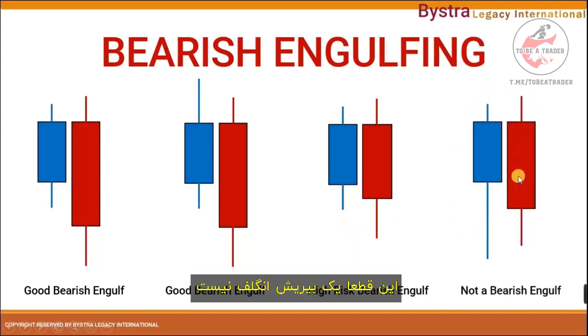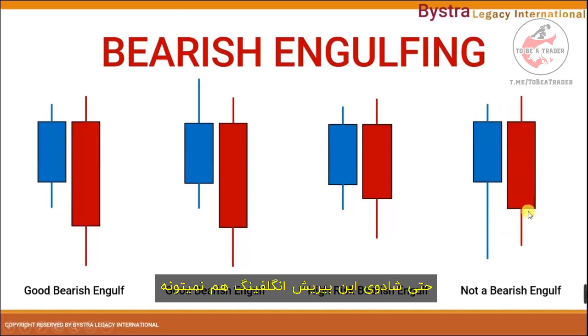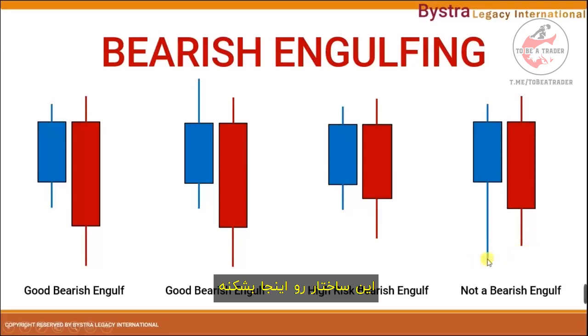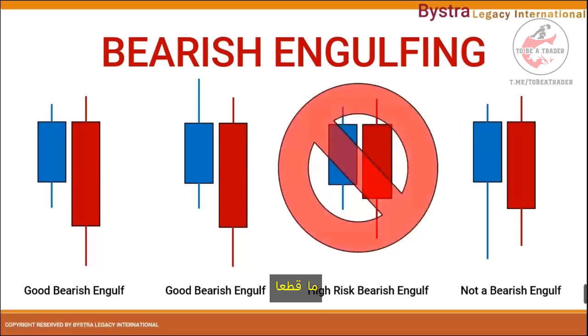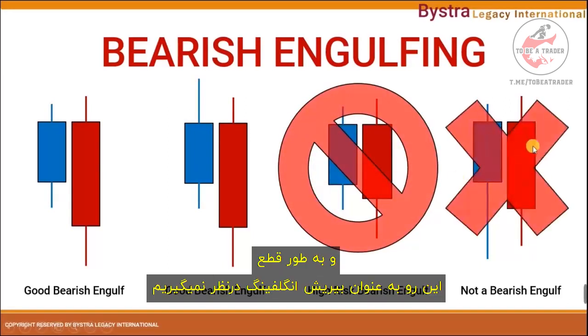Now, this is definitely not a bearish engulf, because the bearish candle is unable to engulf this whole body, including the wick. Not even the wick of this bearish candle is able to break this structure here. So it hasn't broken the lower low structure. So this is definitely not a bearish engulfing. We would definitely want to avoid this, and definitely not take this as a bearish engulfing.